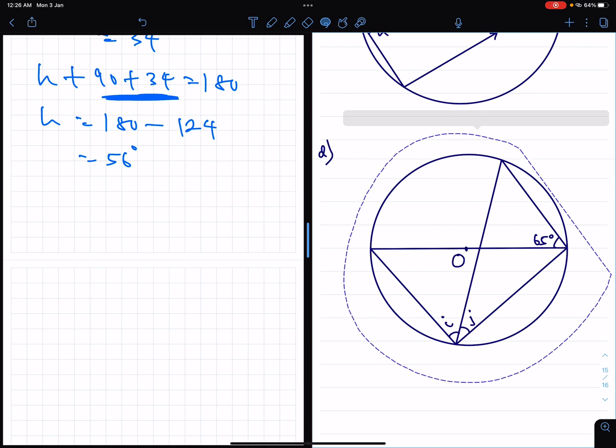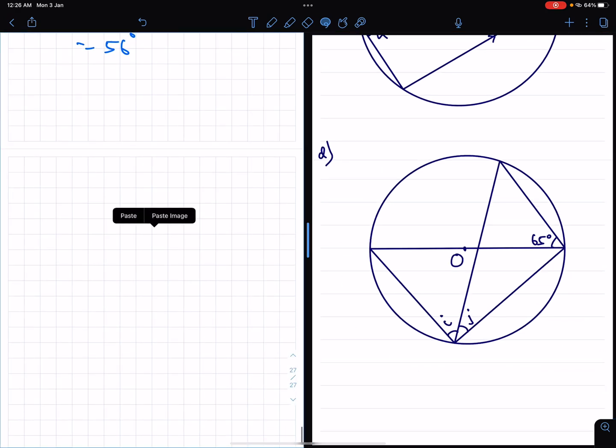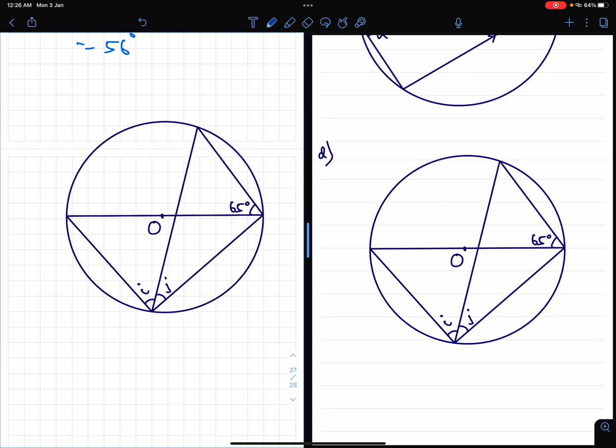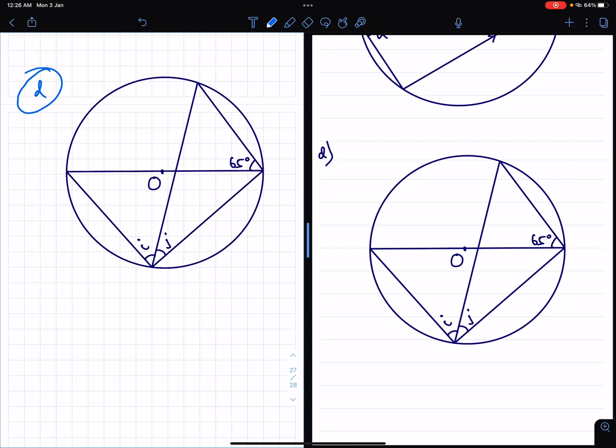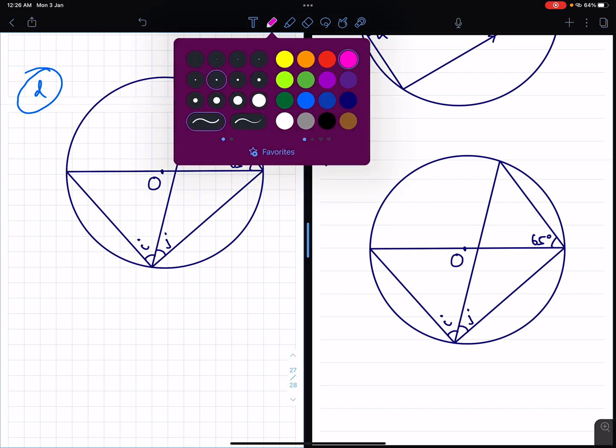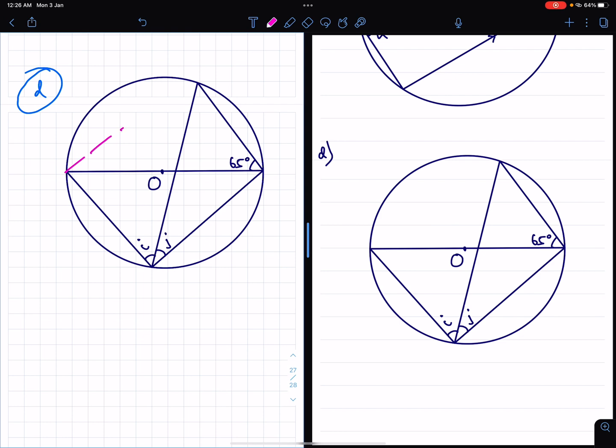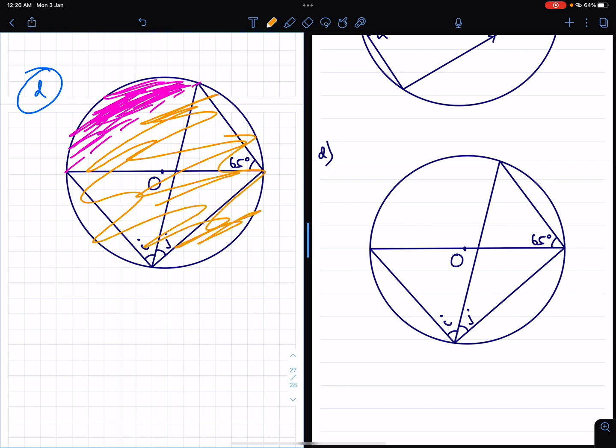That's 6D. Let me copy the diagram. This is the diagram. Now we're finding the lettered angles. If O is the center of a circle, what's the first thing that comes to mind? If I construct a chord here, I can see that the circle is now broken into two segments. This is one, and this is another. The yellow segment is the major segment, and the pink segment is the minor segment.